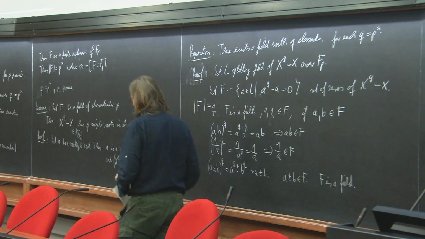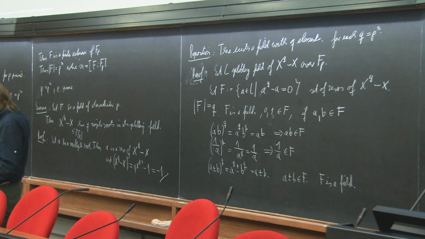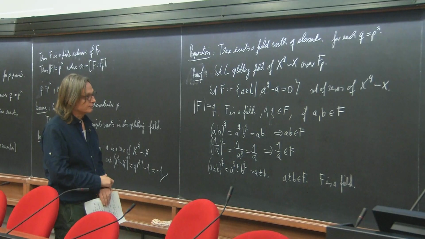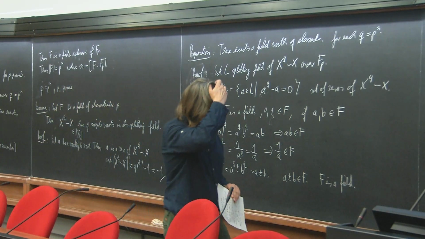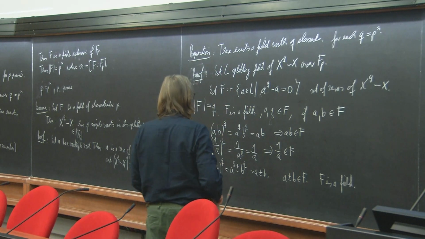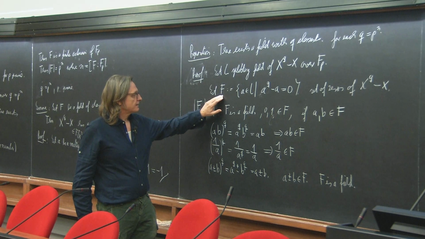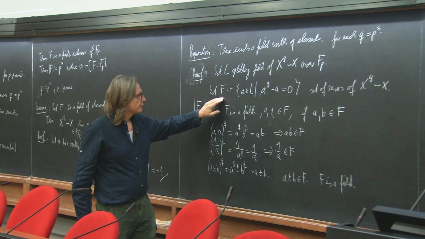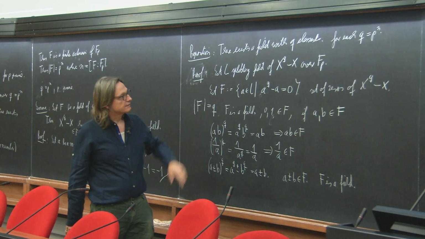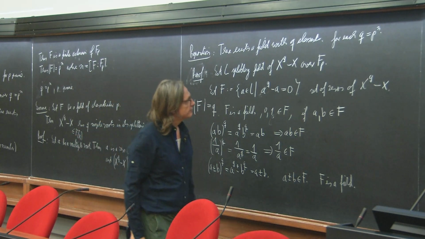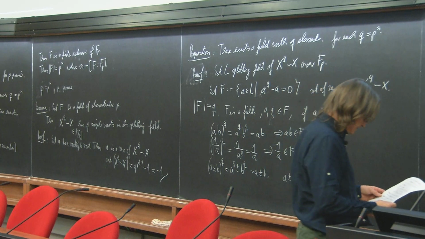So we have found some field with q equal to p to the n elements. And now we want to more precisely characterize what these fields are. The claim is that in some sense F is actually equal to L, so that a finite field with p to the n elements has to be the splitting field of this polynomial, x to the q minus x.